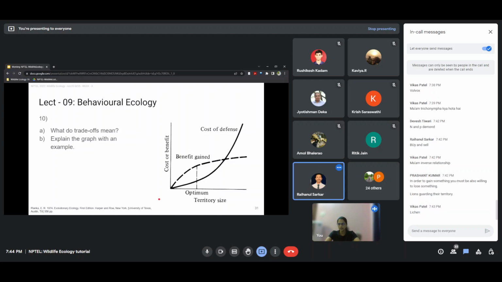Yeah, I think you've summarized it very well. And so there is like an optimum point, right? So what is actually happening at this optimum point? So out here we have a line drawn for benefit gained, which is the dashed line, and the solid line, which is cost of defense. And then you have something called optimum territory. What's happening at optimum territory size?